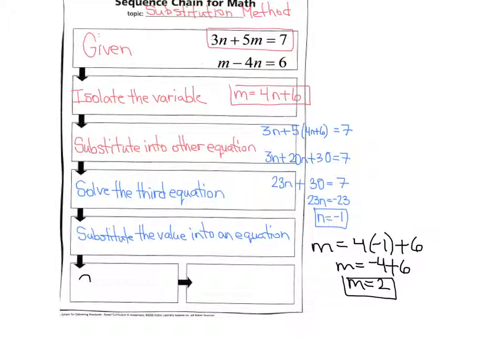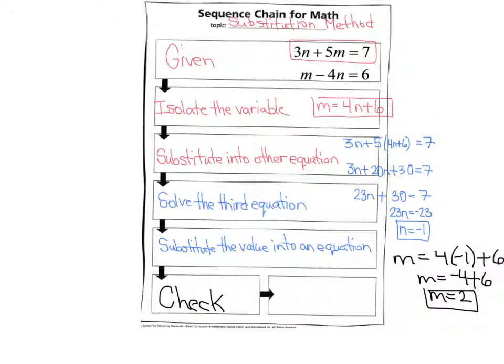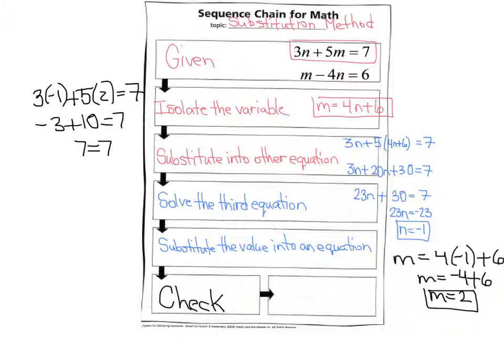But before I'm done, I must check, because these values should make both equations true. So over here I'm going to do my check. Okay, I had a little mental breakdown. So now I'm going to replace n with negative 1 and replace m with 2, and we're going to see if this works. So I get negative 3 plus 10, yes, 7 equals 7. Now we can't stop because we got to check the second equation. So m, which is 2, minus 4 times n, which is negative 1, is supposed to equal 6. 2 plus 4 equals 6. Yes, I am now done.